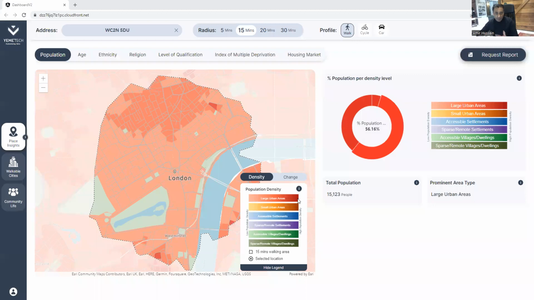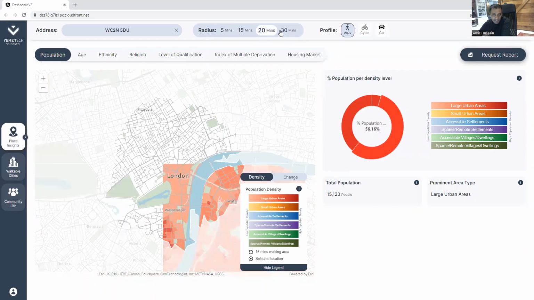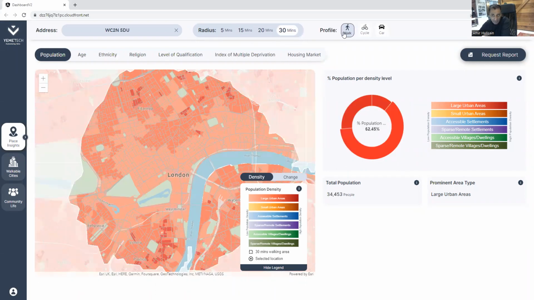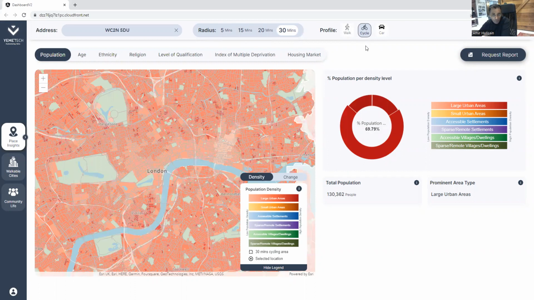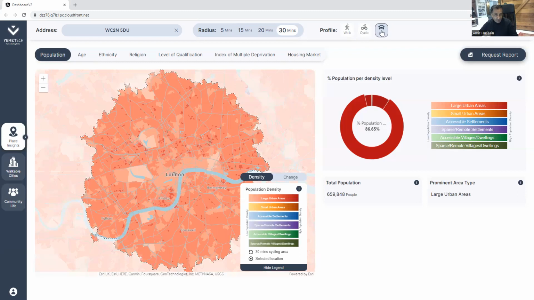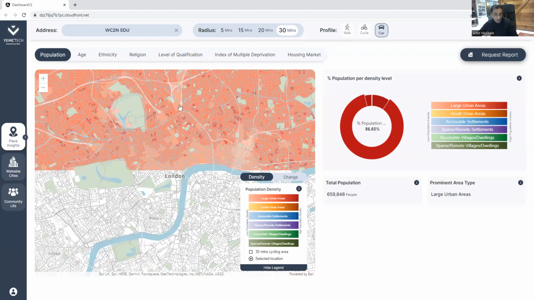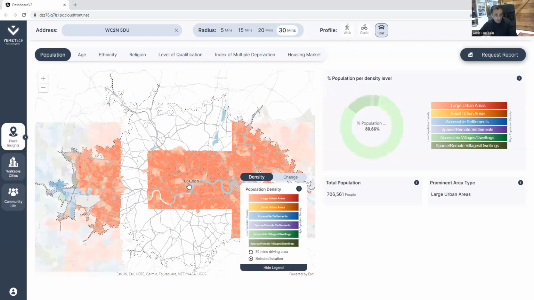So this is our interface dashboard, and you can put any address in at this location here. We can then come up with the plan at this location, and we can choose a 5-minute radius, which gives us that, or a 15 or 20-minute or 30-minute radius. We can then choose whether we want to look at that through a walking profile or a cycling profile, or whether we want to even look at that through the lens of a vehicular travel distance, which will then allow us to quantify all of the data around the actual area that we've chosen.